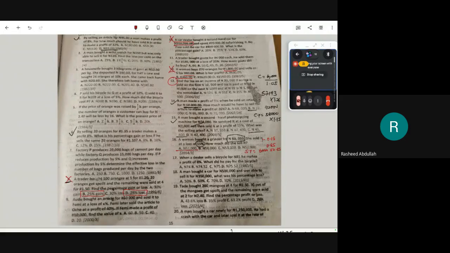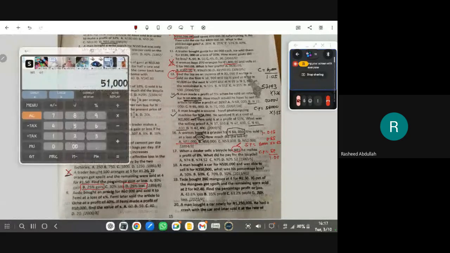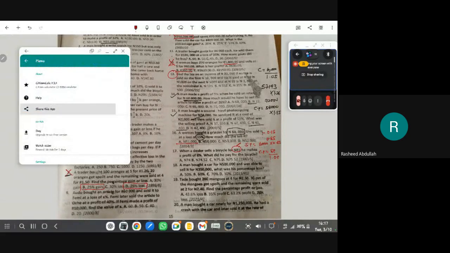Question 17. When a dealer sells a bicycle for 81 naira, it makes a profit of 8%. What did he pay for the bicycle? We are asked the cost price. This is the selling price. Cost price is going to be the selling price, 81, divided by 1.08 for the 8% profit.